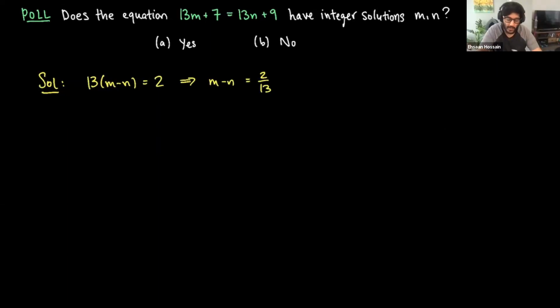Perfect. That's a really great answer. Thank you, Mahadis. See, when you subtract two integers, you get an integer, right? So m minus n is an integer, while 2 over 13 is not an integer. So there's a contradiction, hashtag contradiction.